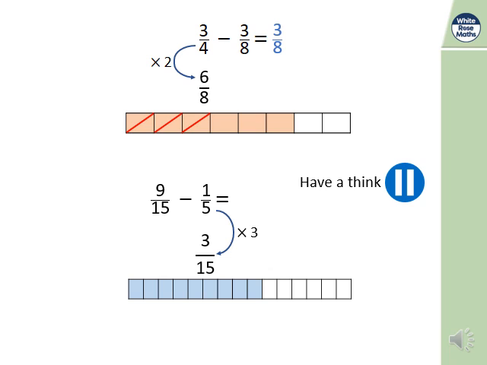So now we're doing 9/15 subtract 3/15. And there we've taken away our 3/15, which has left us with 6/15, which we can convert as an equivalent fraction to 2/5.